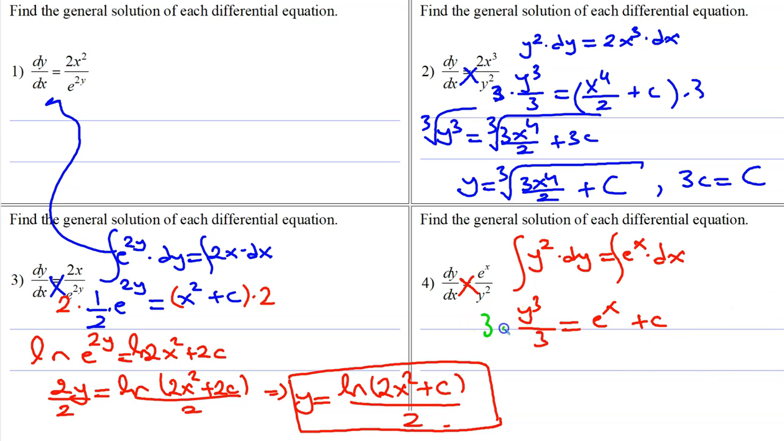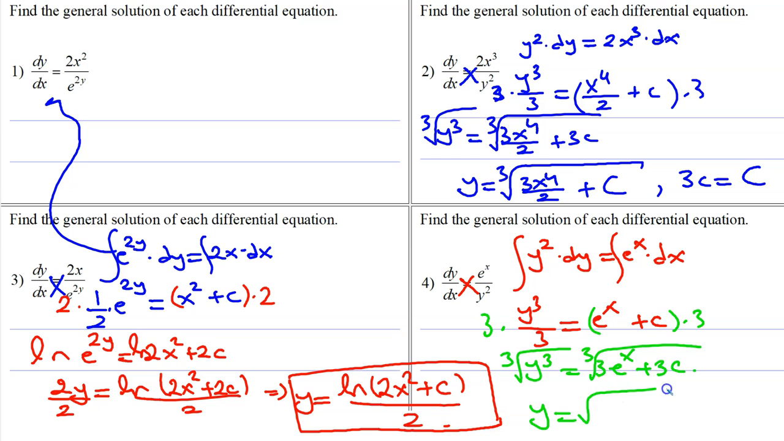I'm going to multiply each side by 3 to get rid of 3 from the denominator on the left hand side. So we get y cubed is equal to 3 e to the power of x plus 3c. As a last operation, I'm going to take the cube root of each side. So when I take the cube root of each side, what I'm going to get is y by itself equals the cube root of 3e to the power of x plus capital letter C.